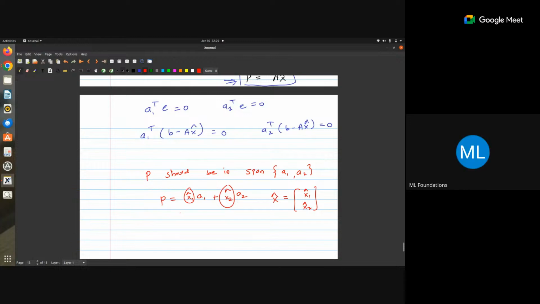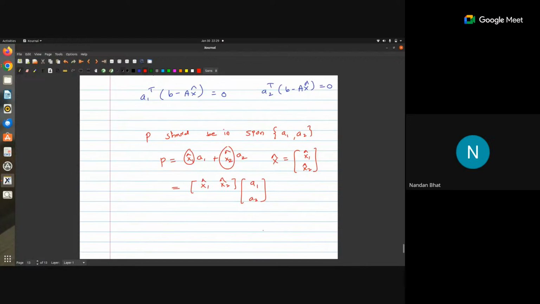Right? In the matrix format, how should I write this? P, or in the vector format? It should be A1, A2 as columns. What does that mean? X hat transpose. Actually, these are not vectors basically, right? If they are columns, this will be okay. But don't worry about it.